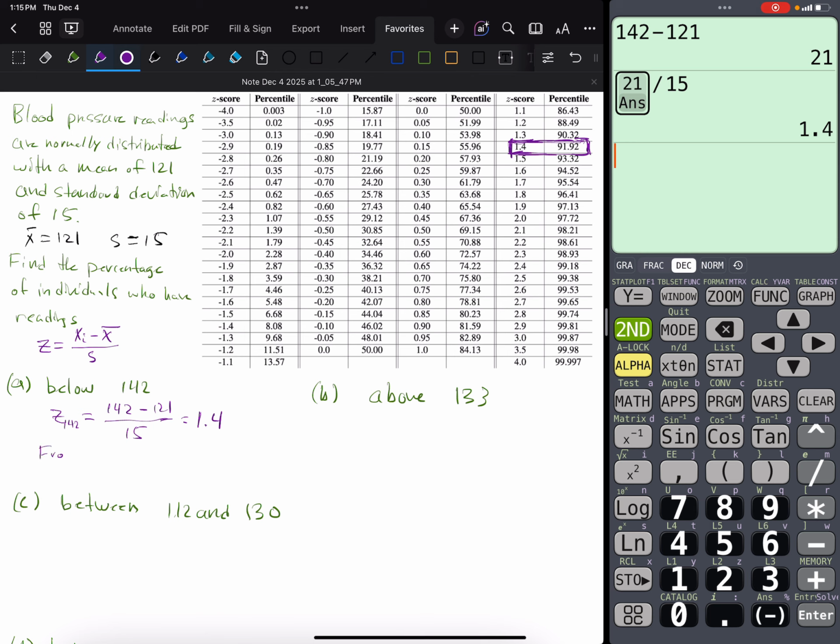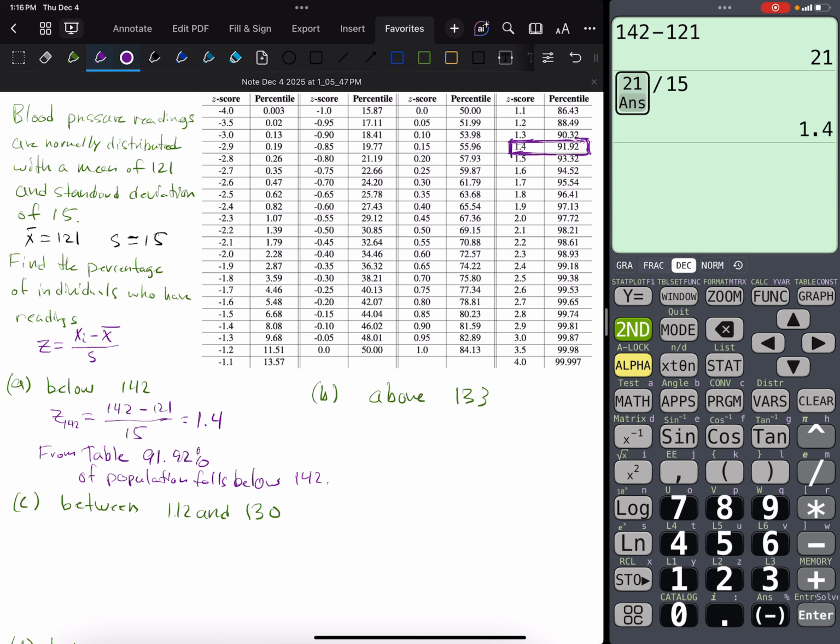And so from the table, 91.92% of readings, well, really of our population, falls below my reading of 142. So has blood pressure below 142. Okay. Well, that doesn't seem so awful.